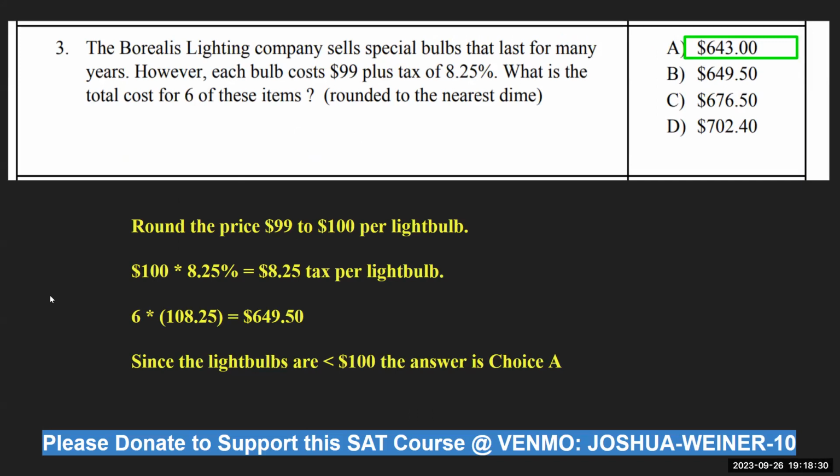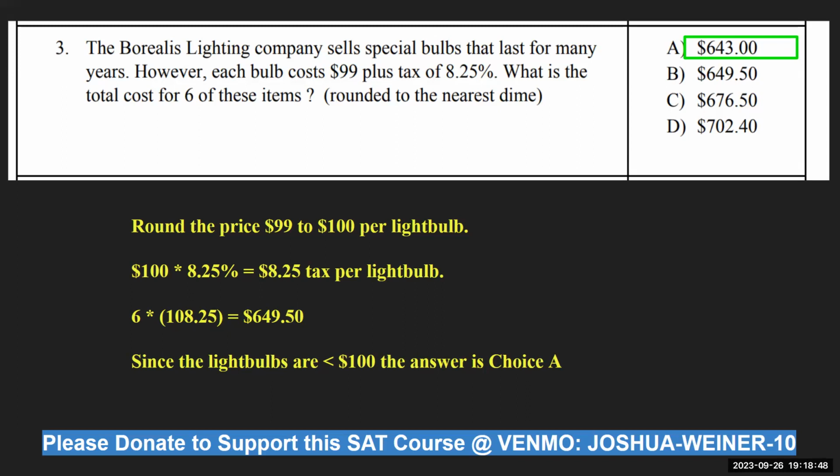All right, and I'll read it quickly. It says, the Borealis Lighting Company sells special bulbs that last for many years. However, each bulb costs $99 plus 8.25% tax. What is the cost for 6 of these light bulbs, rounded to the nearest dime?